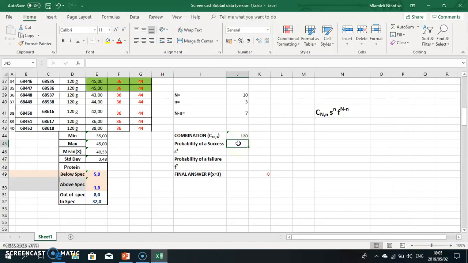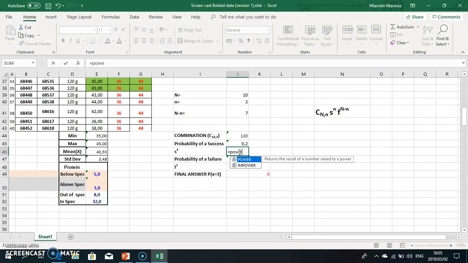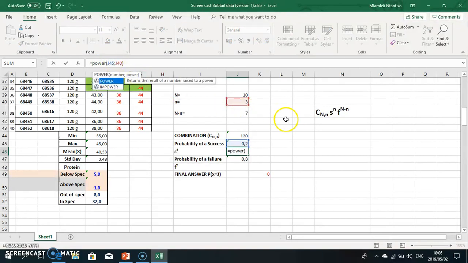the probability of finding a success is given by 8 divided by 40, your total observations, and your failure probability is given by 32, which is your failure, divided by the total number of observations, 40. To calculate your power, you type equal to POWER, open brackets, and in this case Excel guides you, POWER, open brackets, and what you want is 0.2, your probability of a success, to the power 3.